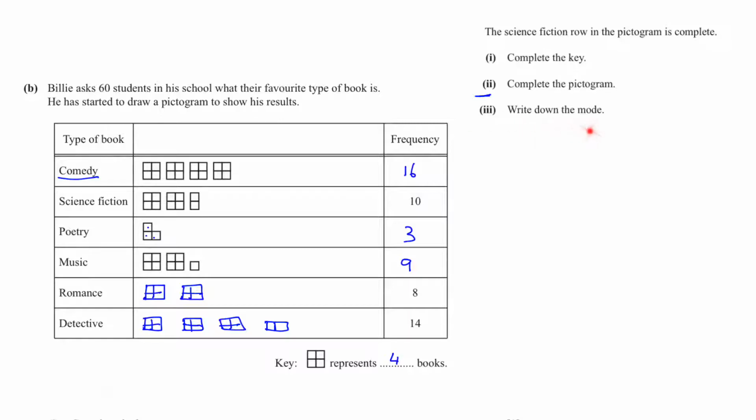Part 3, write down the mode. Mode is the one with the highest frequency. So highest frequency is 16, therefore mode is comedy.